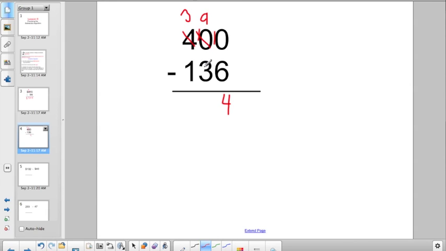Now I can go to the middle column. 9 minus 3, hey, that's 6. And now my hundreds column. 3 minus 1 is 2. Again, the big secret on these problems is just lining them up neat and staying neat enough that you don't trip over your sloppy mistakes.